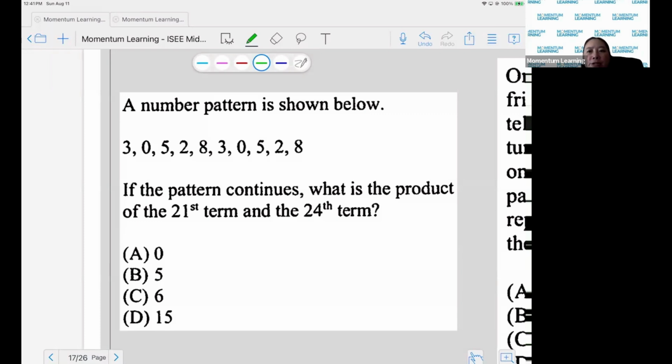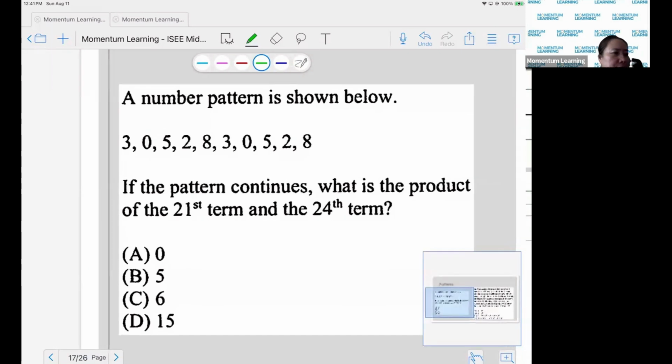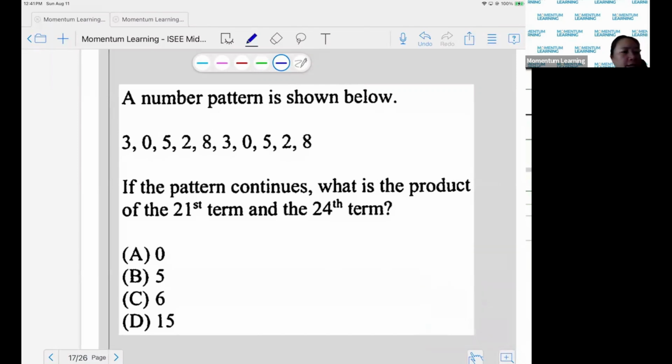We have two different answers. One is D, one is C. Let's see which one is correct. Chris, can you explain how you came up with C?